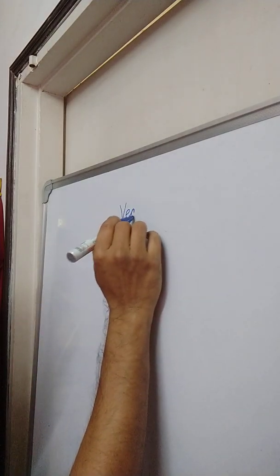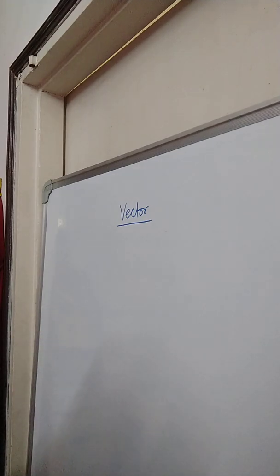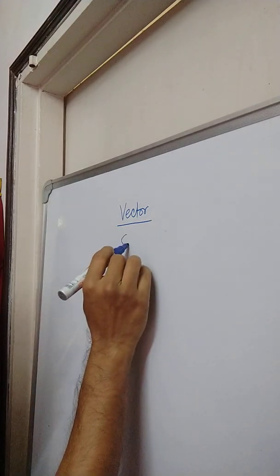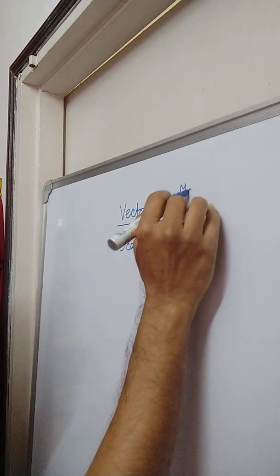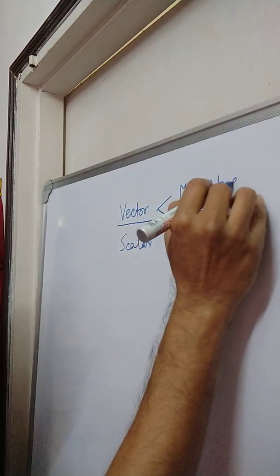We are going to learn vector. First of all, I would like to define what a vector quantity is. It has got two attributes, one is magnitude and another is direction. In this case, it is different from a scalar quantity. It has got two attributes, magnitude as well as direction.